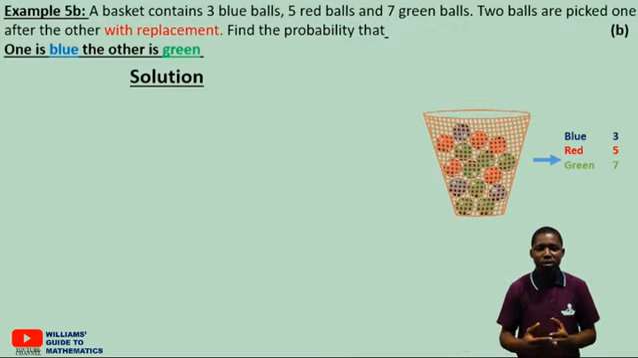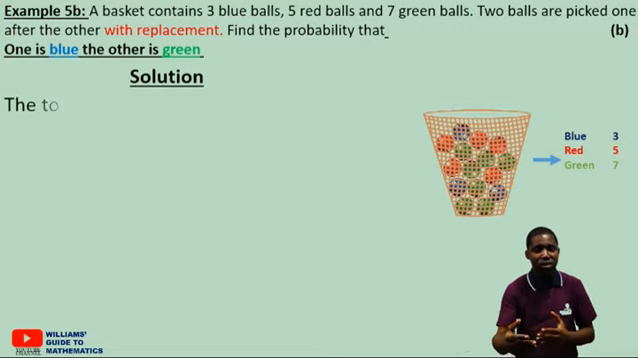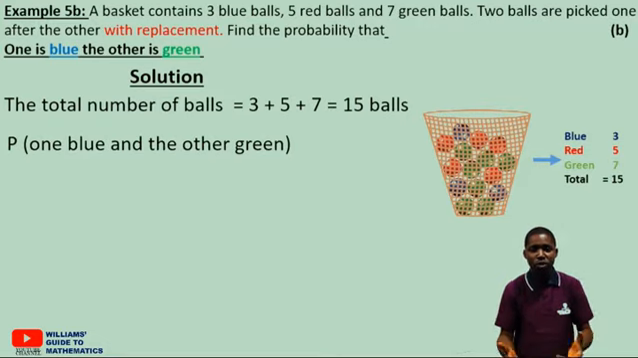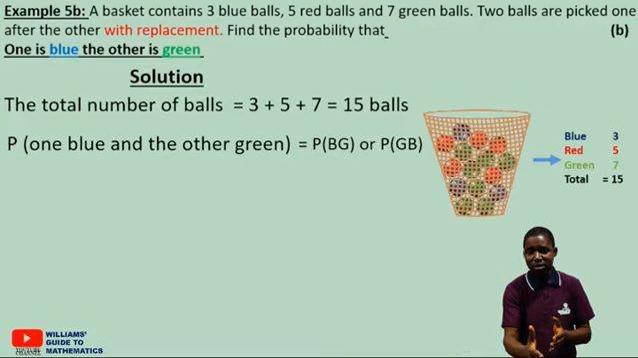In this second question, we are asked to get the probability that one is blue and the other is green. It is a bit different from the first. Why? Because in the first case, the question specified that the first one must be blue. Now in this case, there's no such specification. So we can actually have a blue first and a green second, or a green first and a blue second.